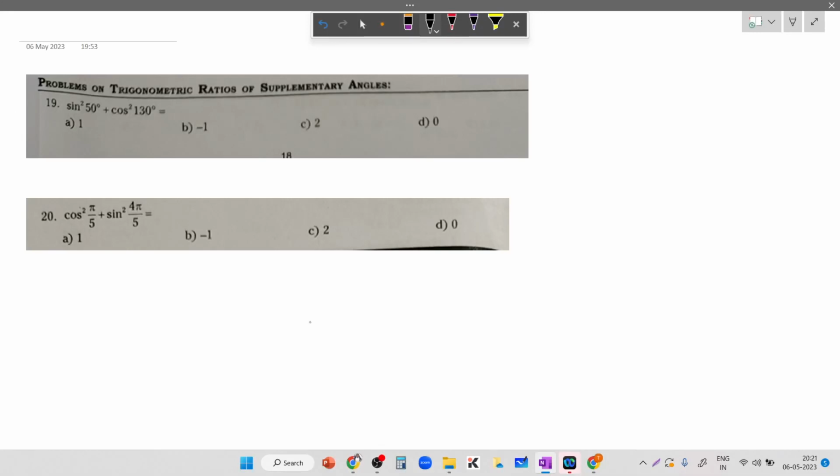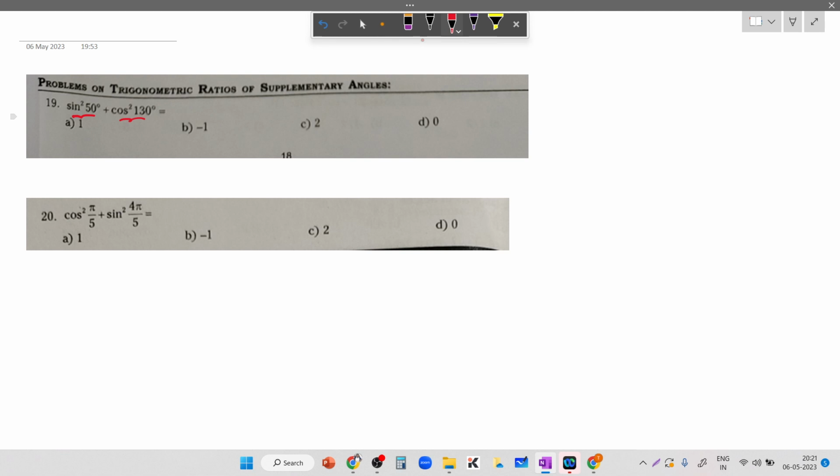Sine square 50 plus cos square 130. Here too, at first glance we see 50 and 130, and clearly we don't know their values. Don't try to remember the values of sine 50 and cos 50, because we should be in a mentality where we think and get multiple ideas.